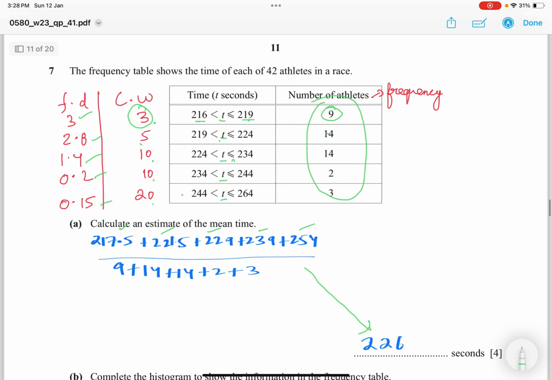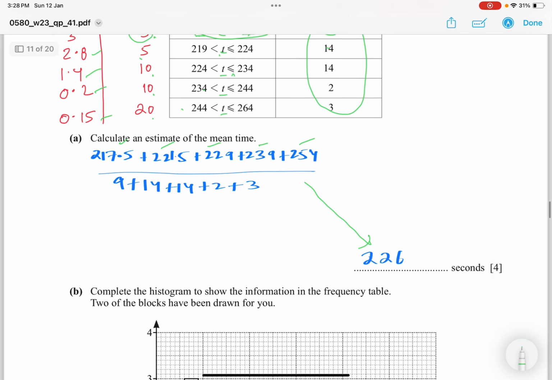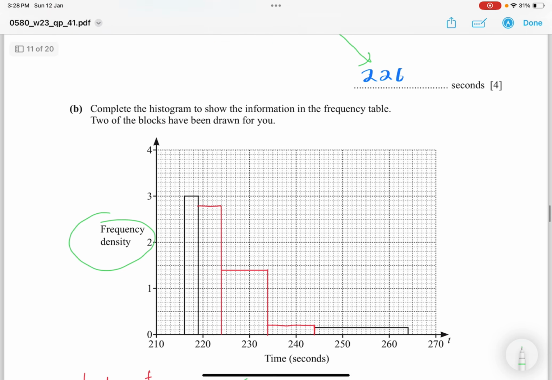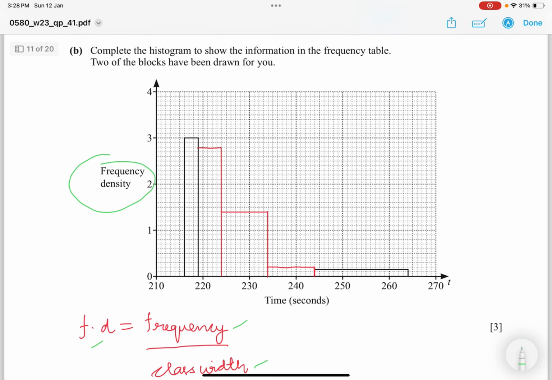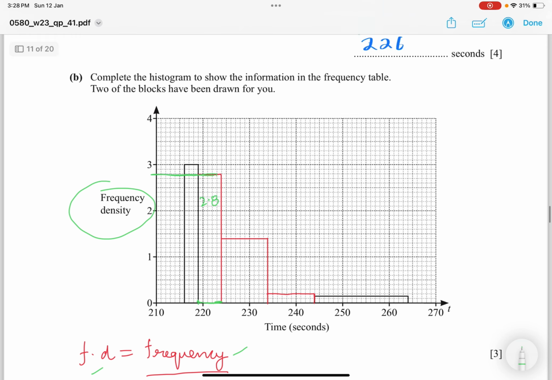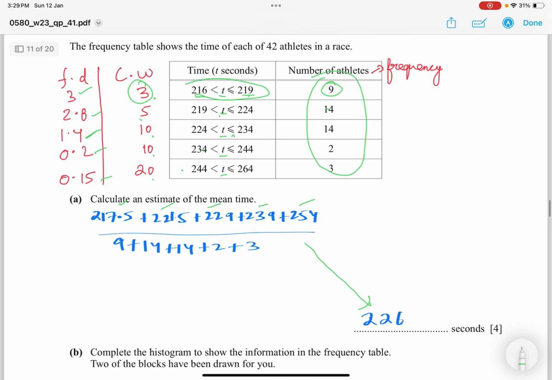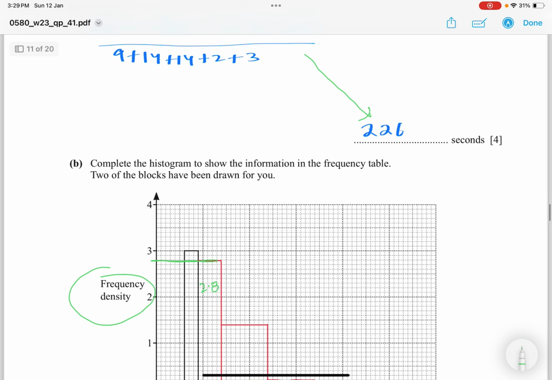Okay, we know the frequency density, we know the time. So for 219 to 224, the density was 2.8. We will plot it. Over here is 2.8. Like this, we will plot for everyone: 1.4, 0.2, 0.15.